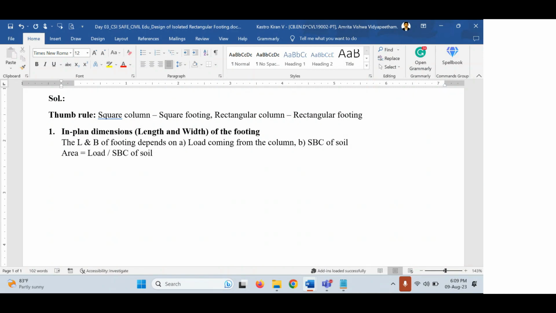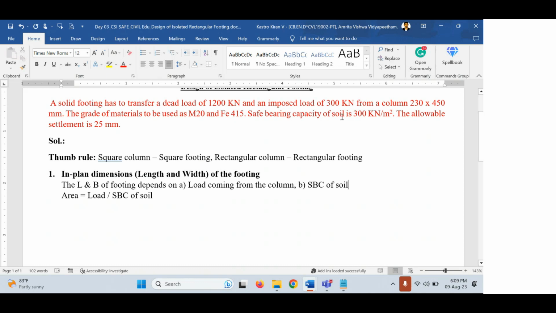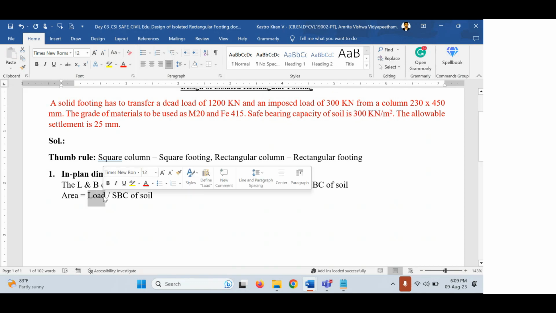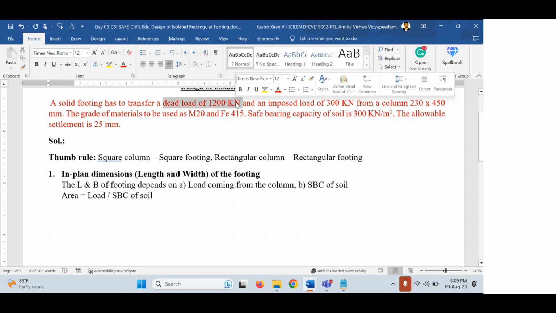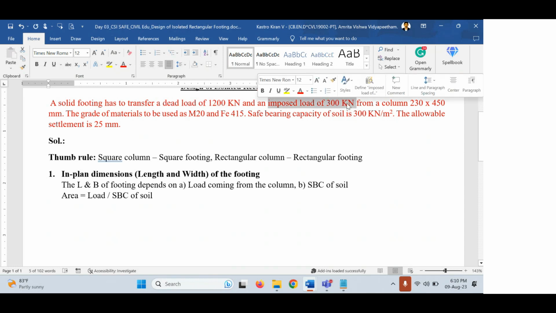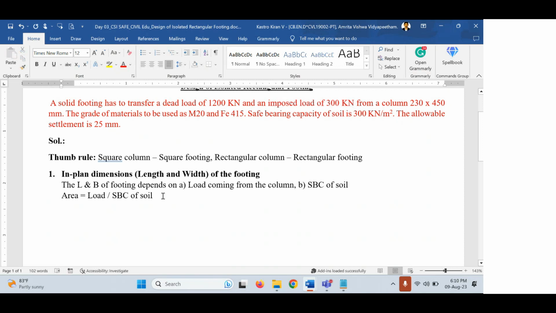Now here we have the SBC of soil that is given in the question, which is 300 kilonewtons per square meter. Now we need to find out the value of load. If you observe here, we have two types of loads that a footing will experience. What are those two types of loads? The first one is called a dead load, and the second one is called an imposed load. You can also call this imposed load a live load as well. So we have the dead load and the live load that is coming onto the structure, or onto the footing.